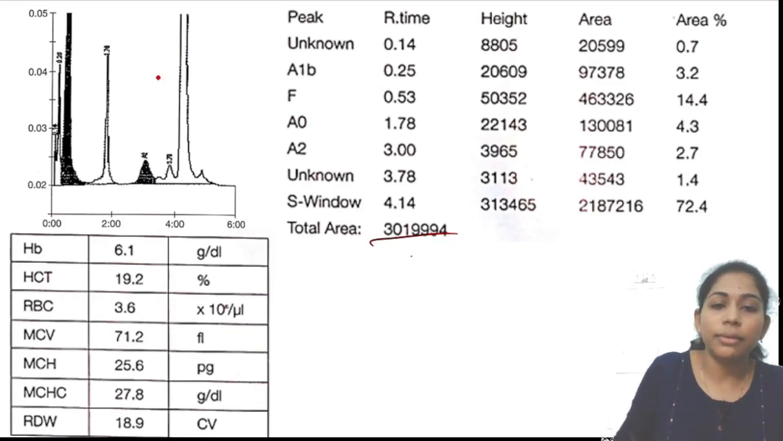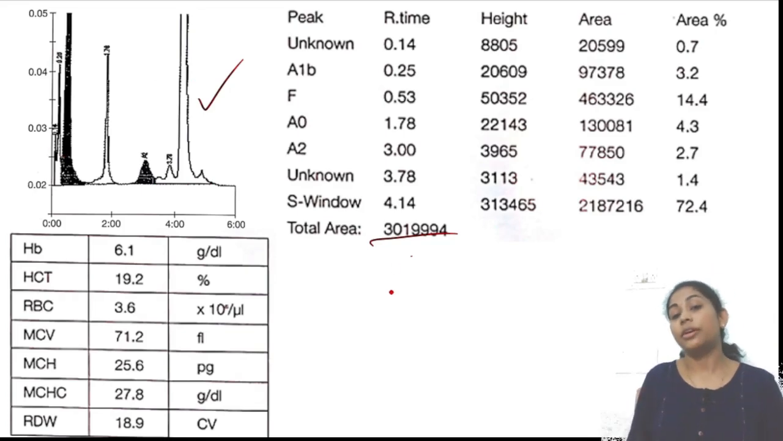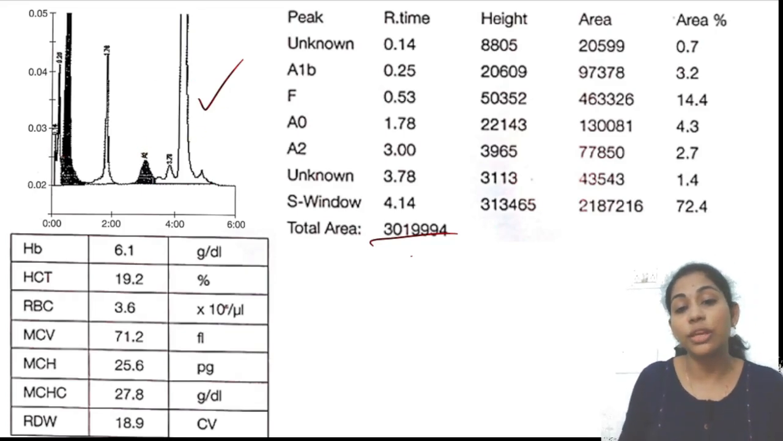It's straight, and the peaks are sharp and symmetrical. So we can interpret the HPLC, right? Yes, always first you see whether you should interpret or not. Okay, then what is abnormal here? S window is more than 50%.